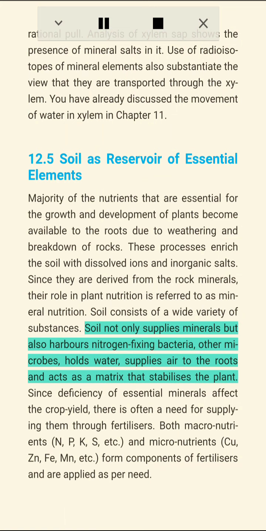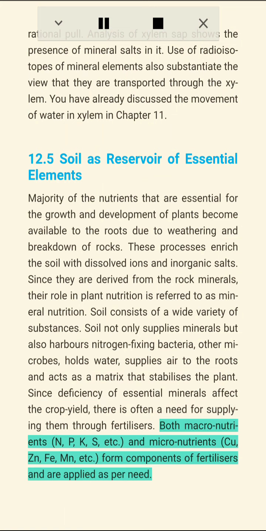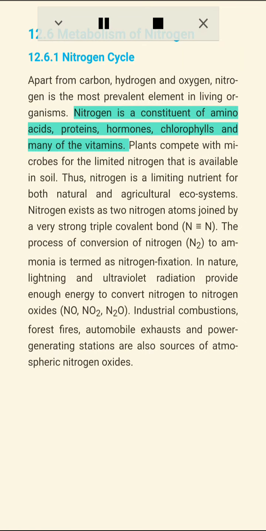Soil not only supplies minerals but also harbors nitrogen-fixing bacteria and other microbes, holds water, supplies air to the roots, and acts as a matrix that stabilizes the plant. Since deficiency of essential minerals affects crop yield, there is often a need to supply them through fertilizers. Both macronutrients (N, P, K, S, etc.) and micronutrients (Cu, Zn, Fe, Mn, etc.) form components of fertilizers and are applied as per need.